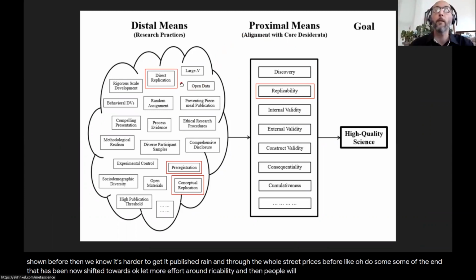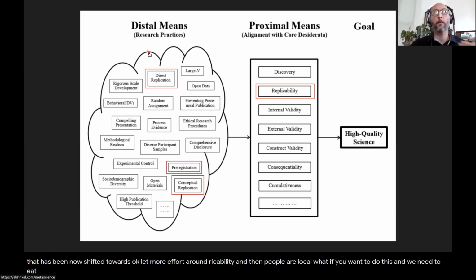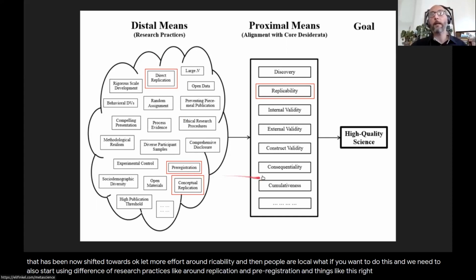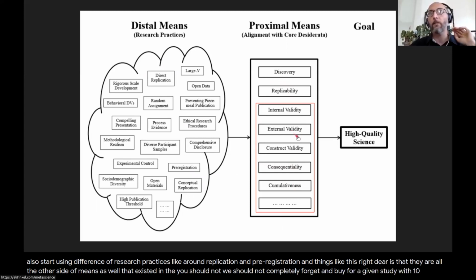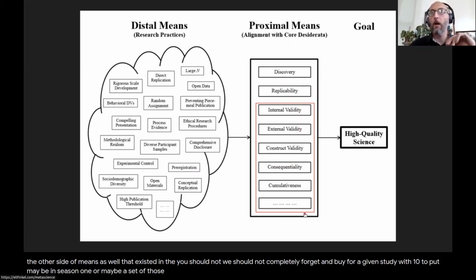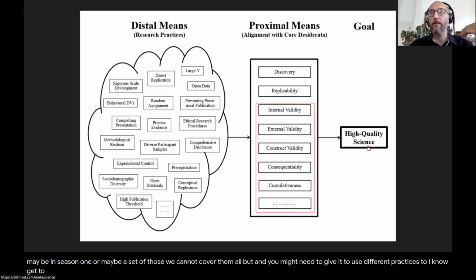And then people realize, okay, well, if we want to do this, then we need to also start using different sort of research practices around replication and pre-registration and things like this, right? But the idea is that there are all these other means as well that exist, and we should not completely forget them. For a given study, we tend to put the emphasis on maybe one or a set of those. We cannot cover them all, and you might need to use different practices to get to this end goal of high quality science, but you can do it through different ways.